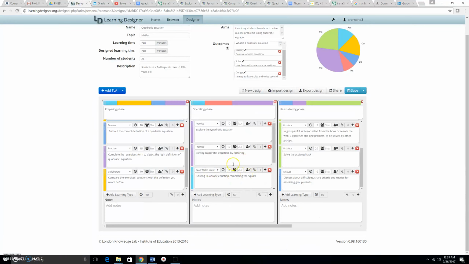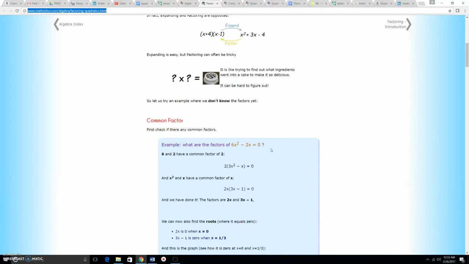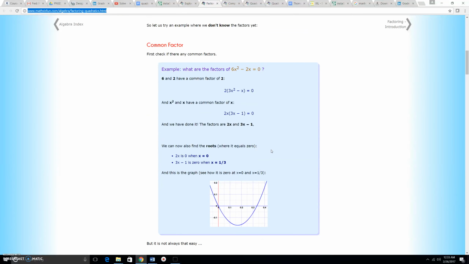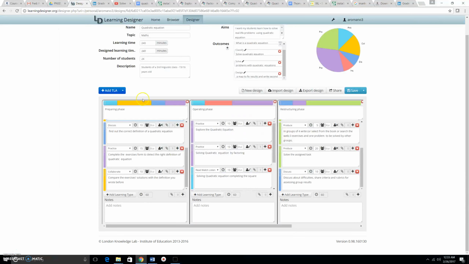Next, they learn to solve a quadratic equation by factoring. They know factoring because my students have finished studying factoring, and now they have to apply it to solve quadratic equations. They can check the site for exercises, and at the end there is another test asking them to solve a quadratic equation by factoring.